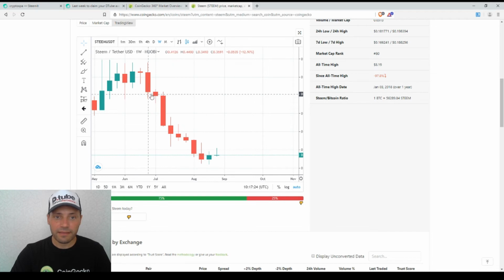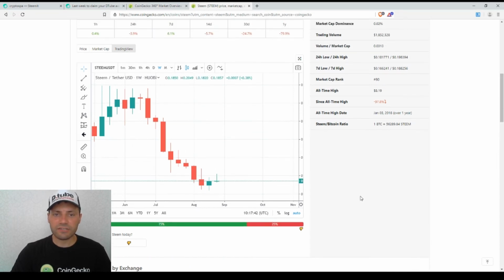For example, this local high was lower than the previous one. This local high was lower than the previous one. This high was lower. This high was lower than the previous one. The same holds for this candlestick, and for this candlestick. So this is the first candlestick that is trying to break this sequence of descending highs.